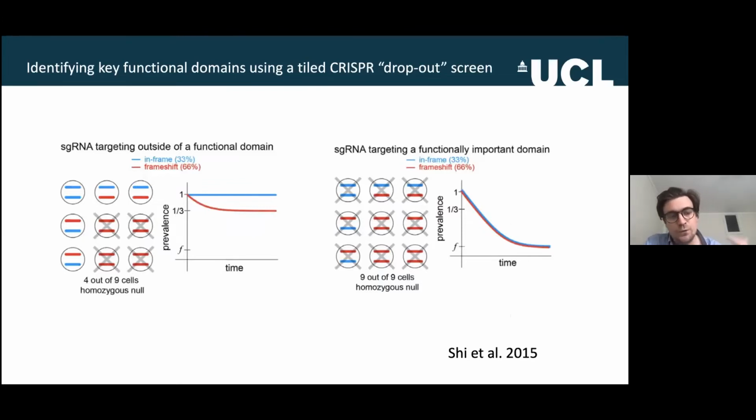And basically the premise of the screen is that when a guide and Cas9 cut, about a third of the time you'll get in-frame repair. Now, you'll lose a couple of amino acids, but it remains in frame and you get the rest of the protein. If that happens in a non-critical domain, then it behaves as a heterozygote. If it happens in a critical domain, then it looks like homozygous loss, and you get disproportionate dropout of CRISPRs which are targeting that area.